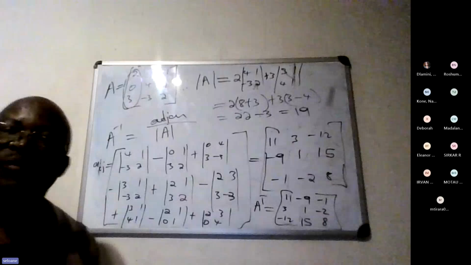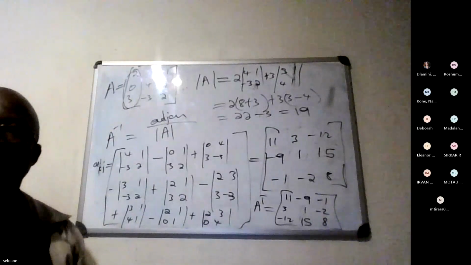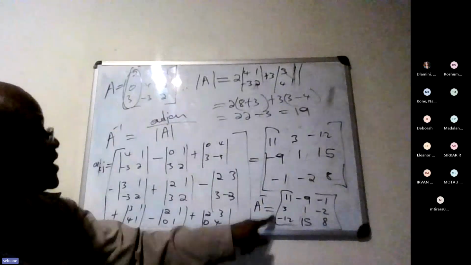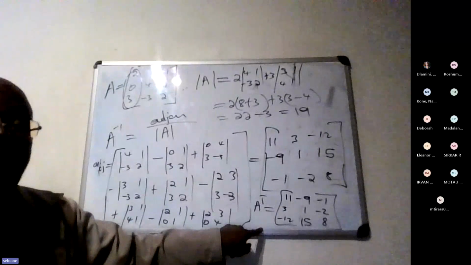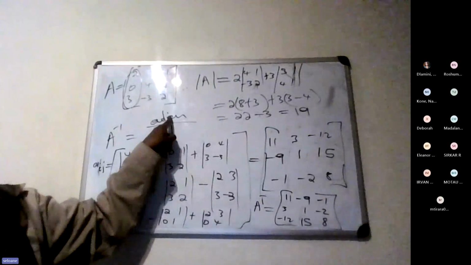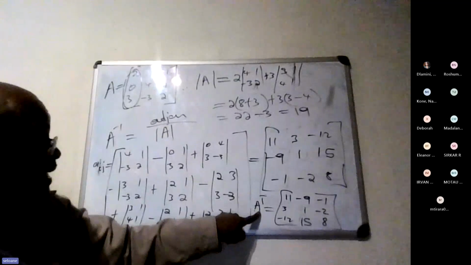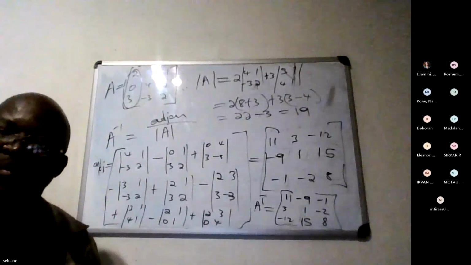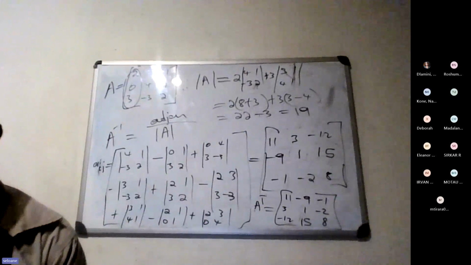Any question thus far? Don't forget to finish it. This is just A T, which is just the adjoint. This is the inverse of this. Don't forget, this is the transpose of this. In this context, it will be the adjoint of this. Any question? I think that is the last one.